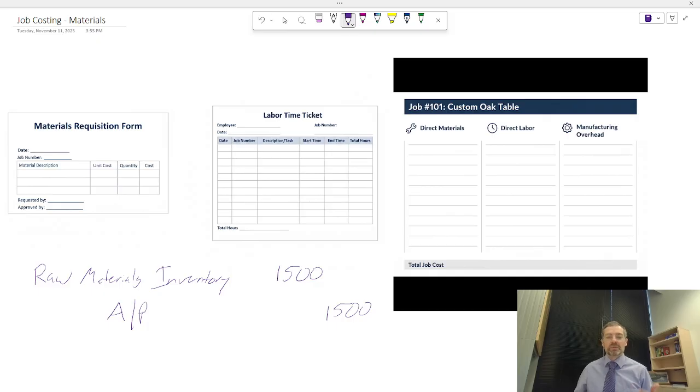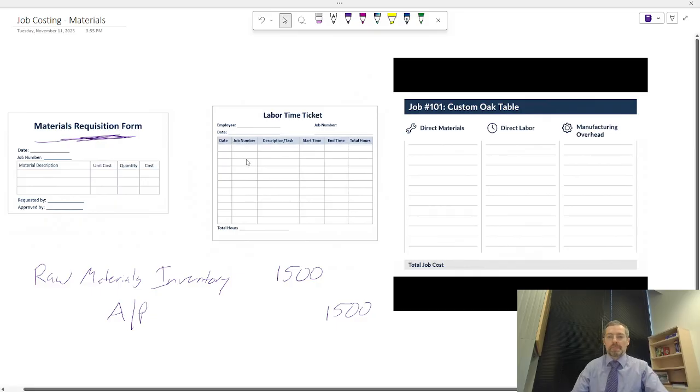We can't just have our woodworker, let's call her Jane, walk in and take whatever wood she wants. We need a way to track which job that wood is going to. So the document that controls this process is called a materials requisition form, right there. So think of this as an official permission slip to get materials from the storeroom.